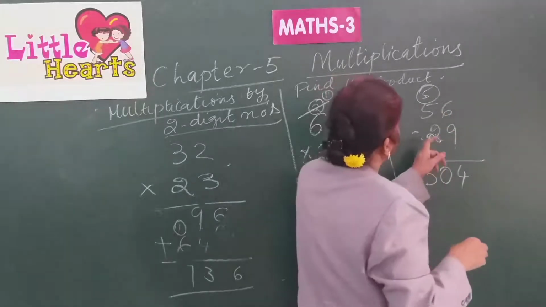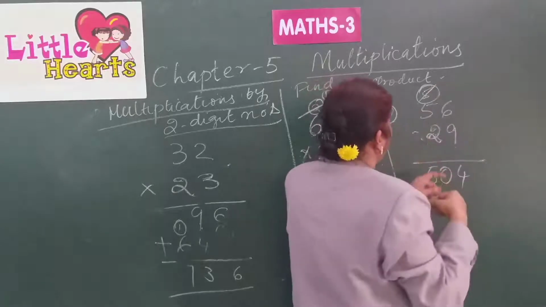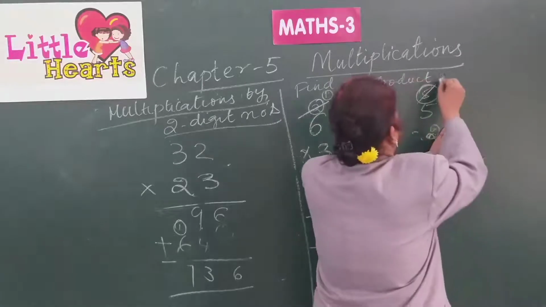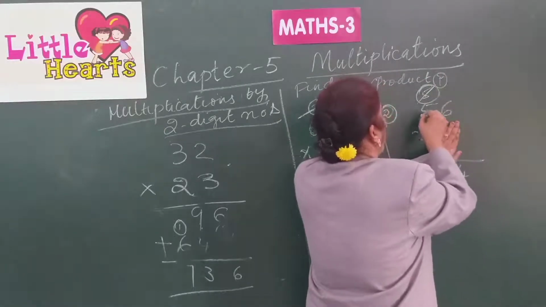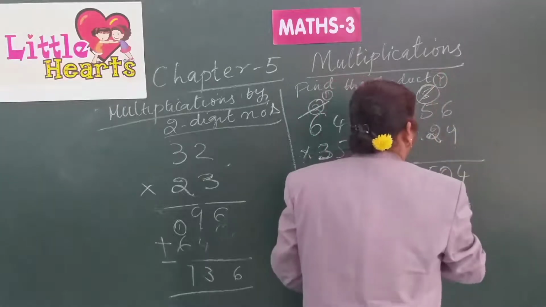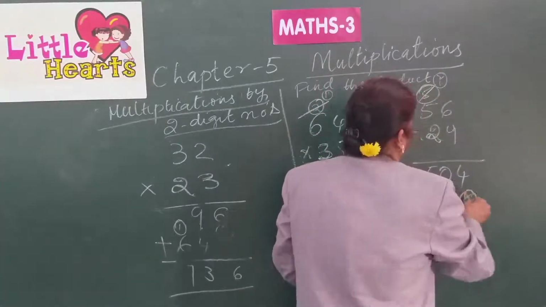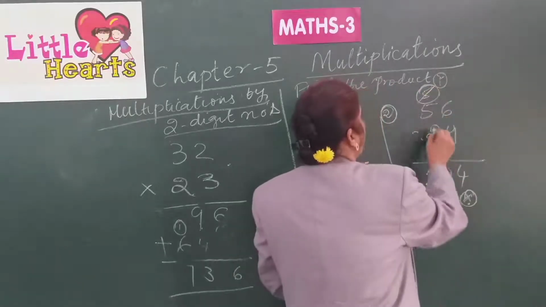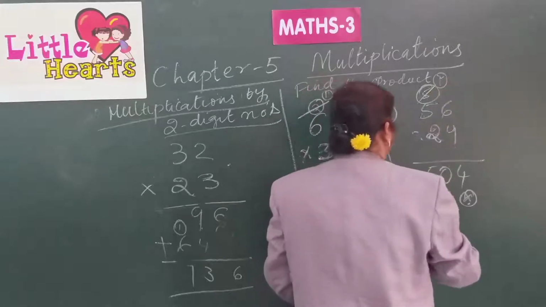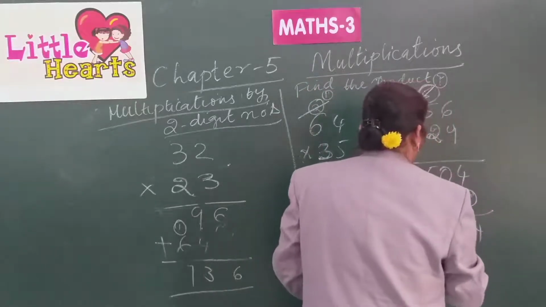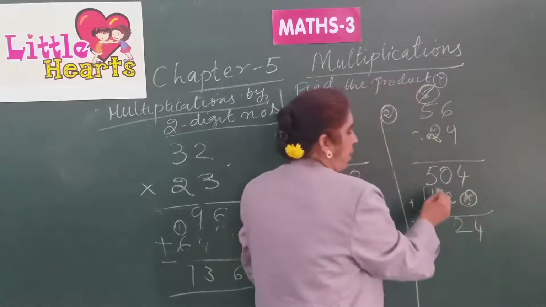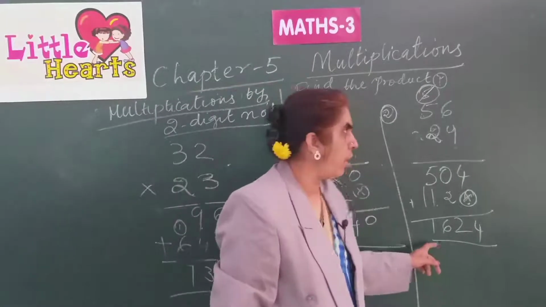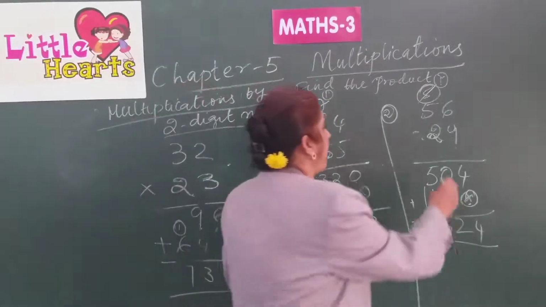Next, start multiplying with the tens place digit. Close this. 2 6s are 12. Sorry. 2 6s are 12. Put in the tens place. Carry 1. 2 5s are 10 plus 1, 11. 4, 0 plus 2, 2, 5 plus 1, 6. 1624 is the product of 56 and 29.